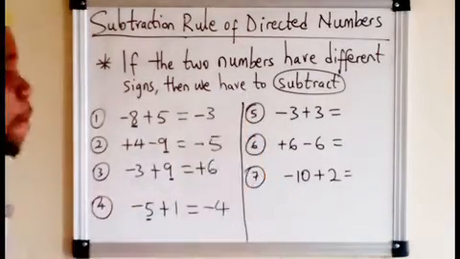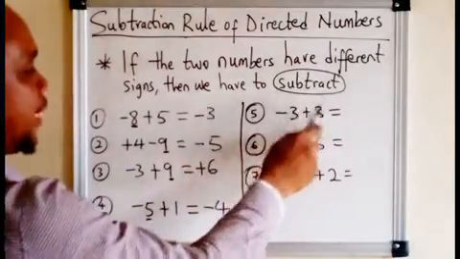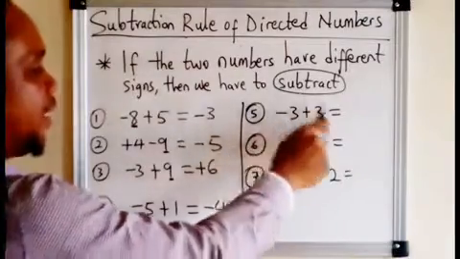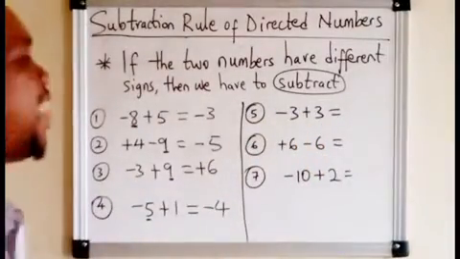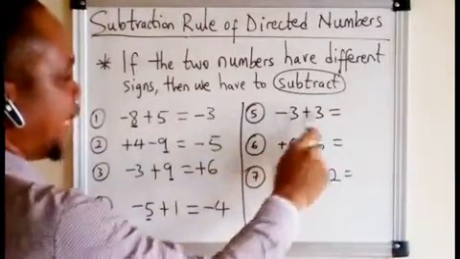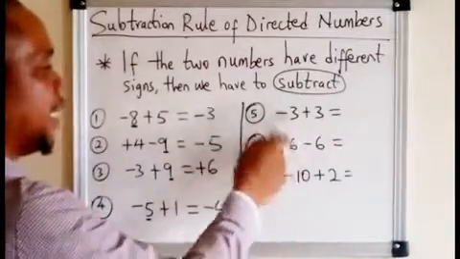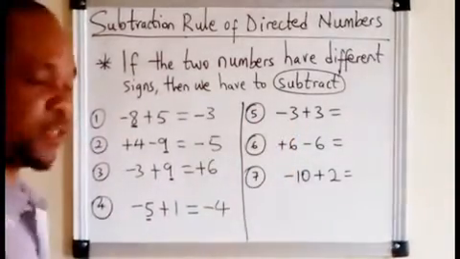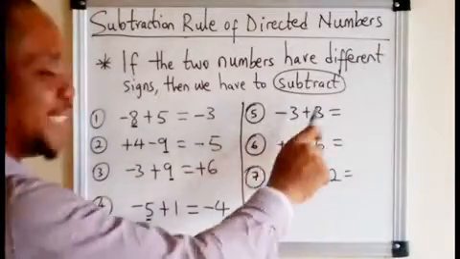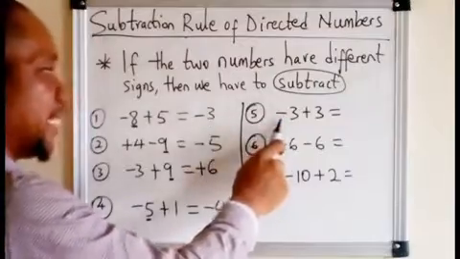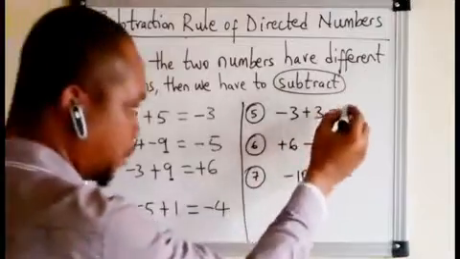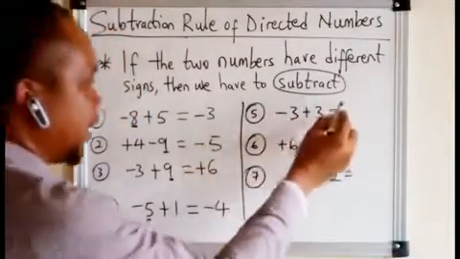Then in number 5, we have minus 3 plus 3. The first 3 here is carrying a minus sign and the other 3 is carrying a plus sign. Whenever you have two numbers that are the same, like both of the numbers are 3, and one has a minus sign and the other one has a plus sign, the answer will always be 0. Therefore, minus 3 plus 3 is equal to 0.